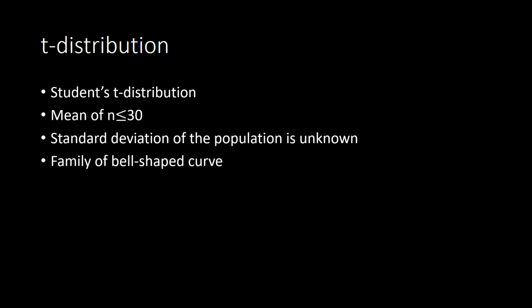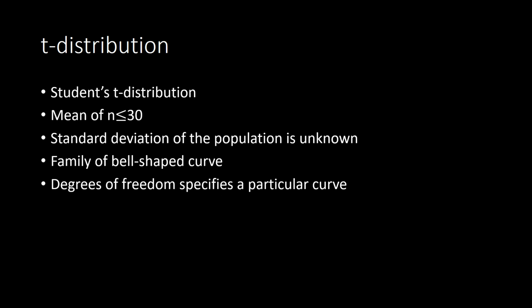And it is also known that the t-distribution comes from the family of bell-shaped curves. Why is it a family of bell-shaped curves? Because your distribution would look like a bell-shaped curve. So again, this is somewhat related, or more likely the same, with your z distribution. Only that your sample here is less than 30.